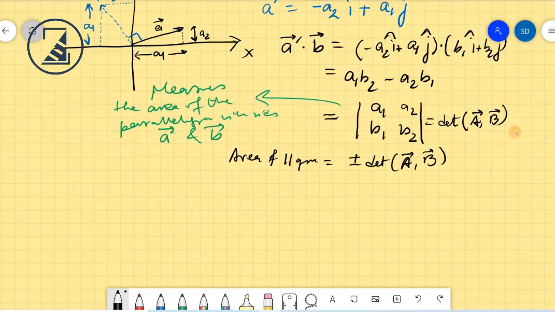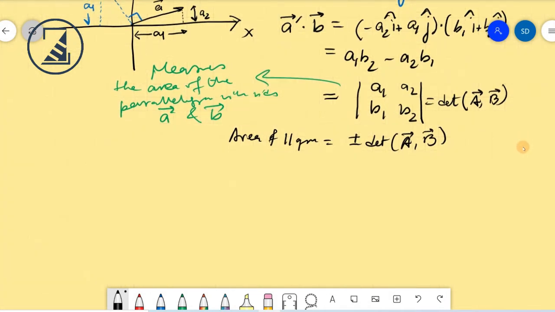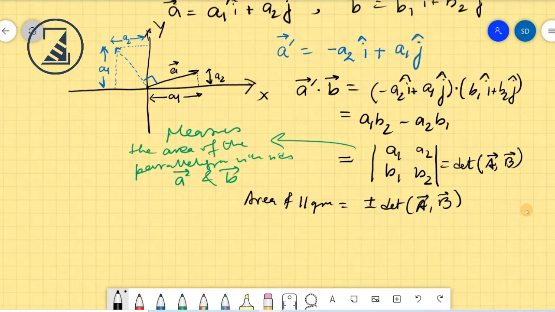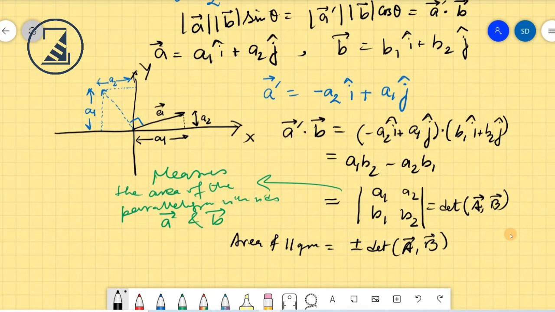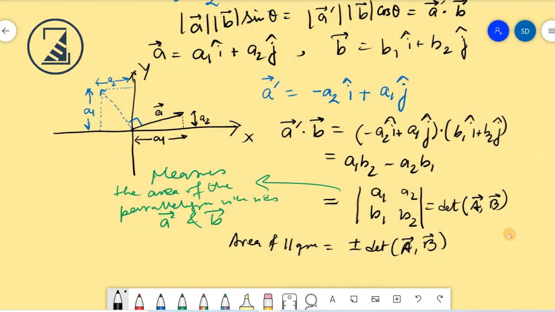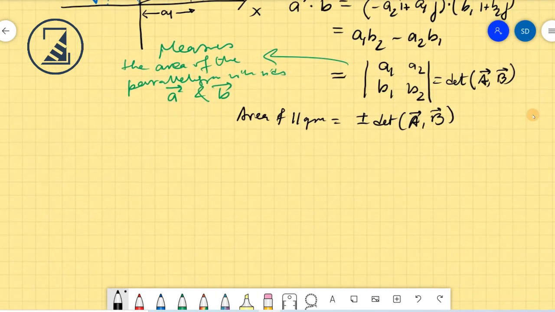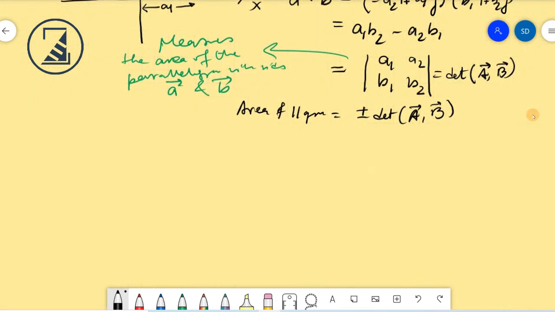Now this is only limited to 2 dimensions because I have taken 2-dimensional vectors, not 3-dimensional vectors. This is because of simplicity of calculation. Now let's come to 3 dimensions and see what happens. So let's come to 3-dimensional space.